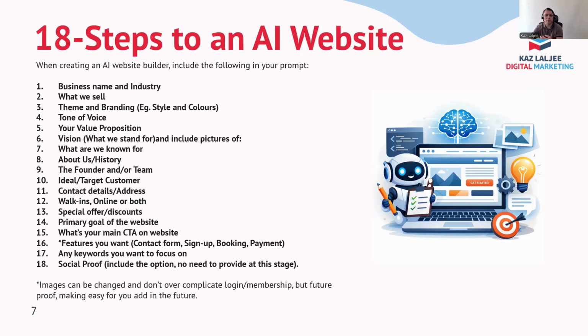So what do you stand for? What is your vision? And at this point, you can mention the sort of pictures that you would want on your website. What are you known for? Is there something in particular your business is well known for? You might sell lots of products, but you might be known for a particular product.